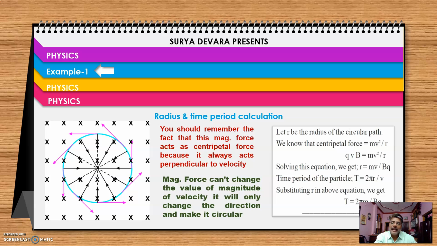And then as this acts as a centripetal force, the equation for the centripetal force is mv squared by r. So the magnetic force qvb is equated to mv squared by r. Upon cancelling v and making r the subject, we get r is equal to mv by qb, and from that you can calculate the time period of the particle, T is equal to 2 pi r by v, and upon substituting the value of v, we get T is equal to 2 pi m by qb.